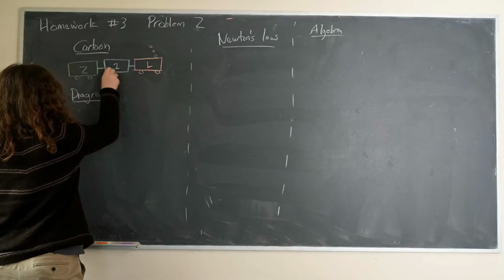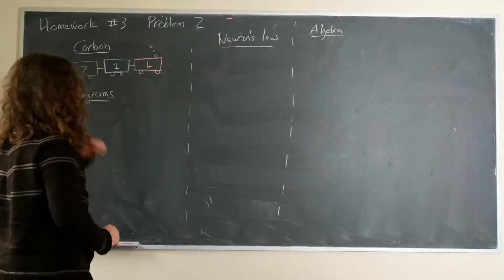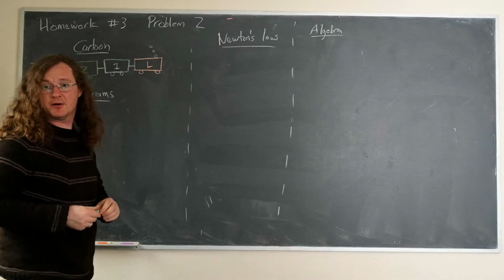And the locomotive, since it has an engine, it's very heavy. It has a mass that's 3 times as big as the others. We'll put that in later.